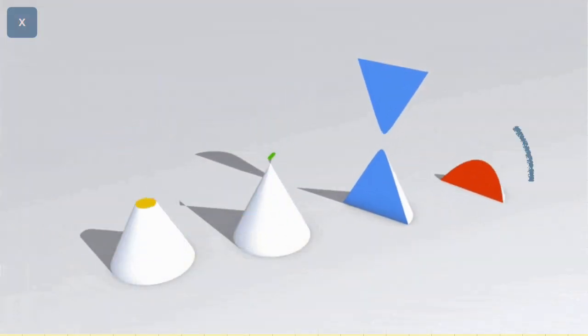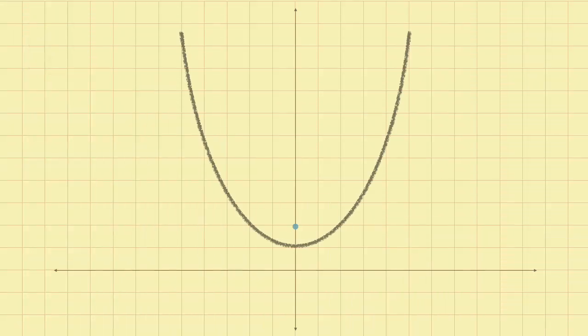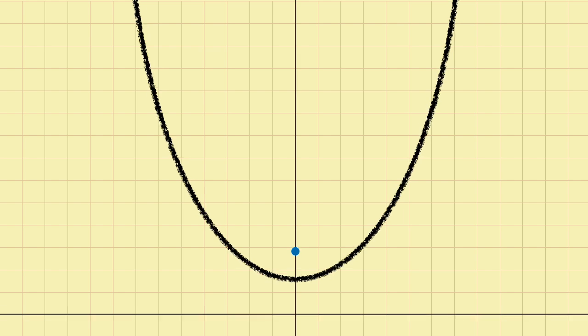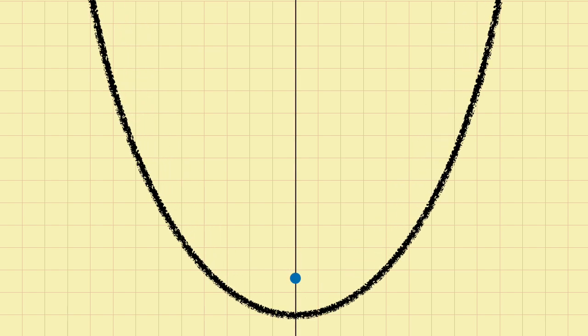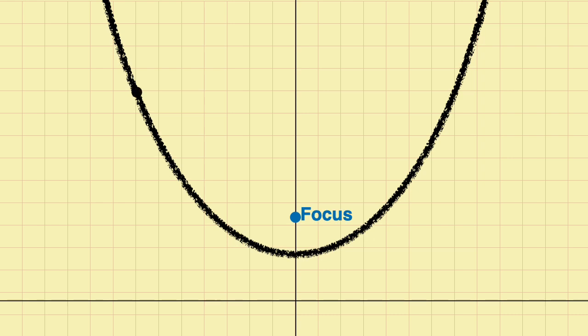Parabolas are conic sections, which are equations of curves such that any point within the curve is equidistant from a fixed point called the focus and a fixed line called the directrix. It is important to note that the focus is not on the fixed line.